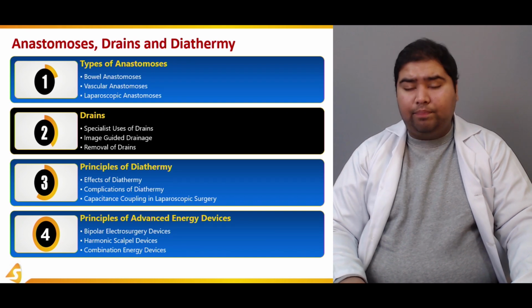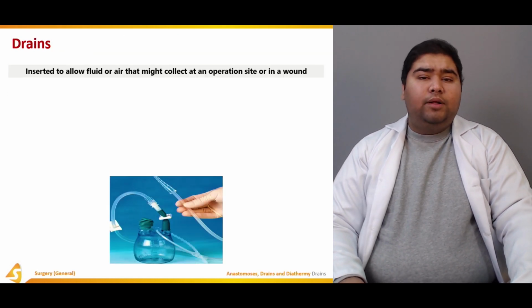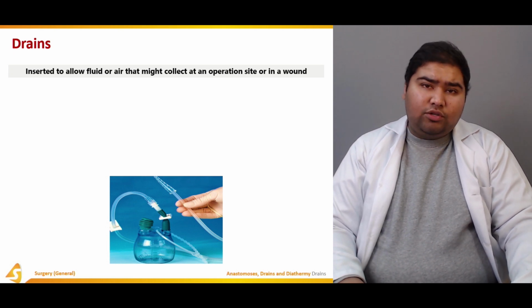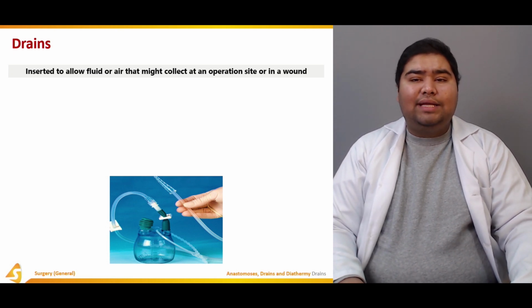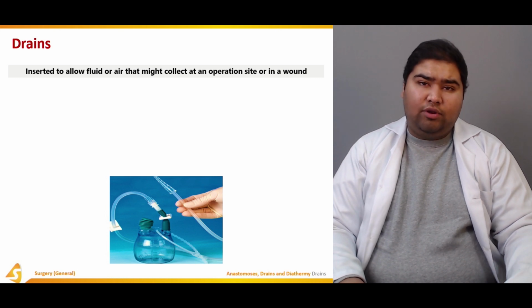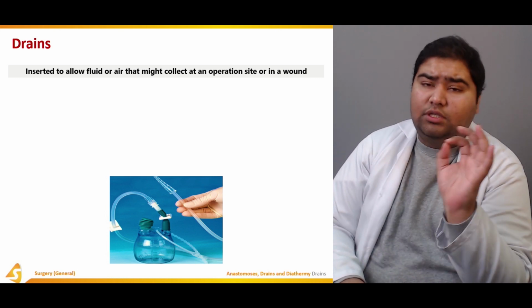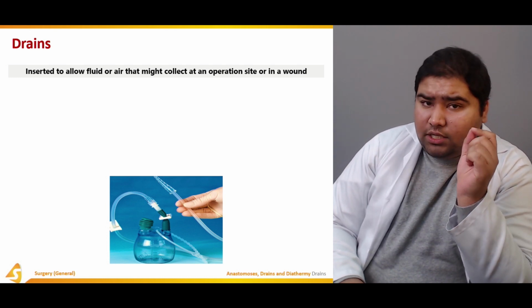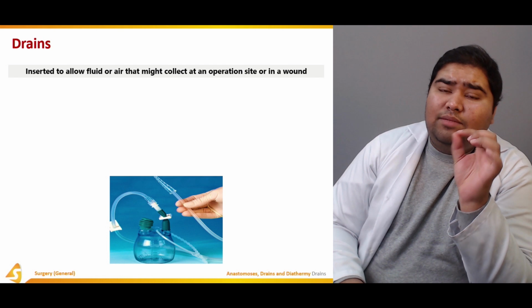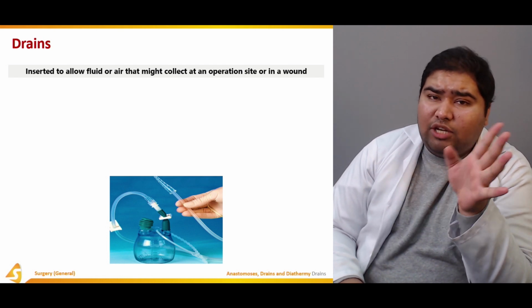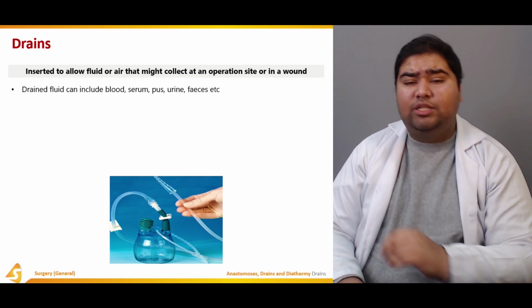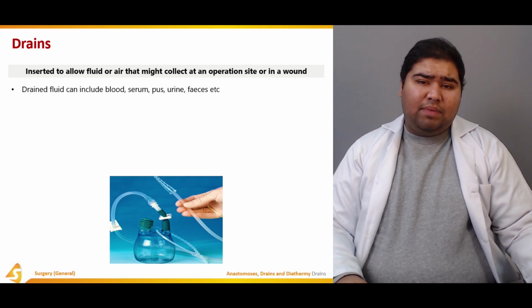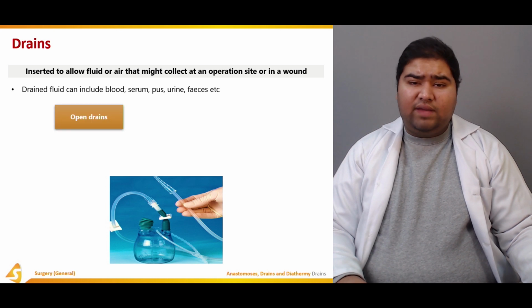to remove them. So starting off, drains are inserted to allow fluid or air that might be collected at an operation site or in a wound to drain. We have talked about this in detail before. Drains provide a site through which any material that is being collected in the wound site can be drained off outside the body without damaging itself. Now, the fluid can be anything. It can be blood, serum, pus, urine, or feces.